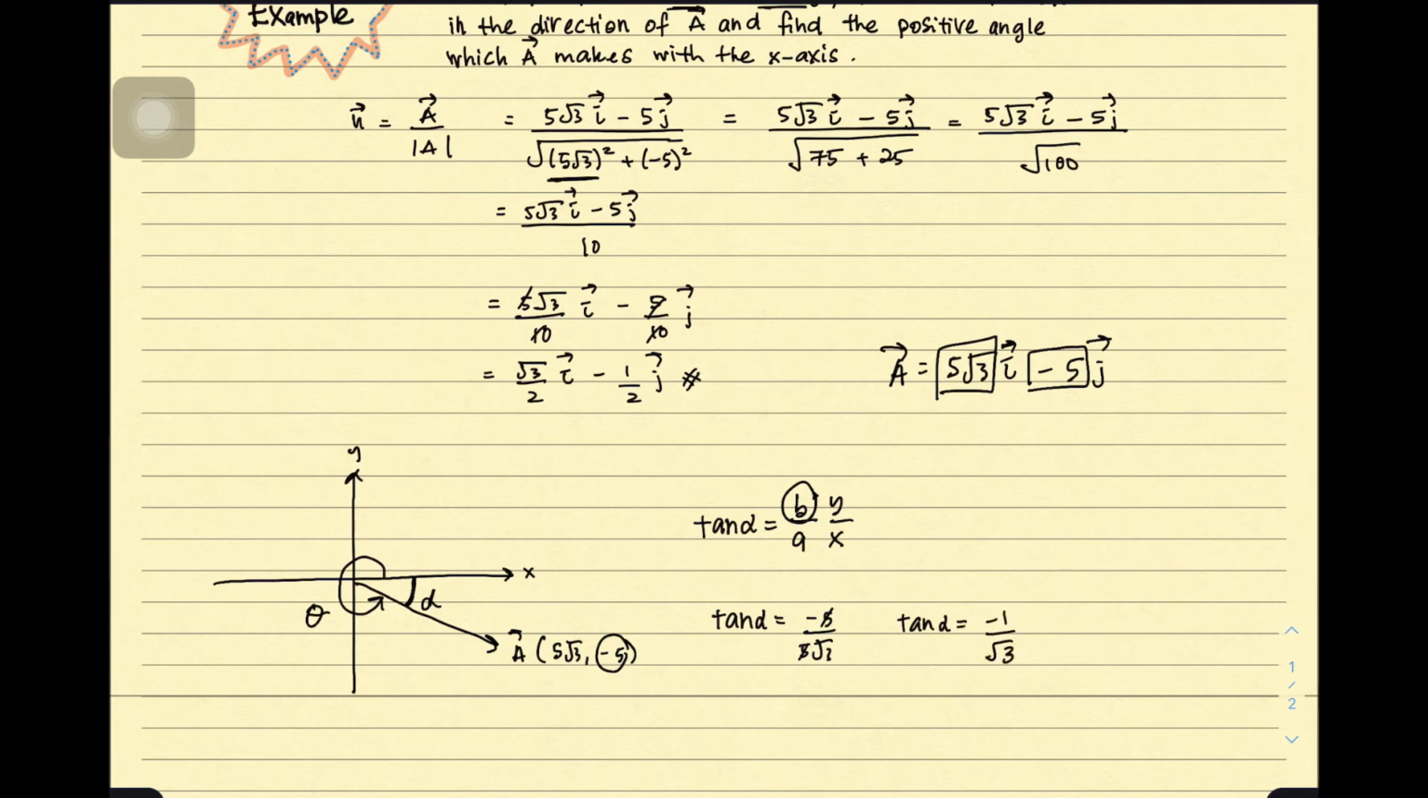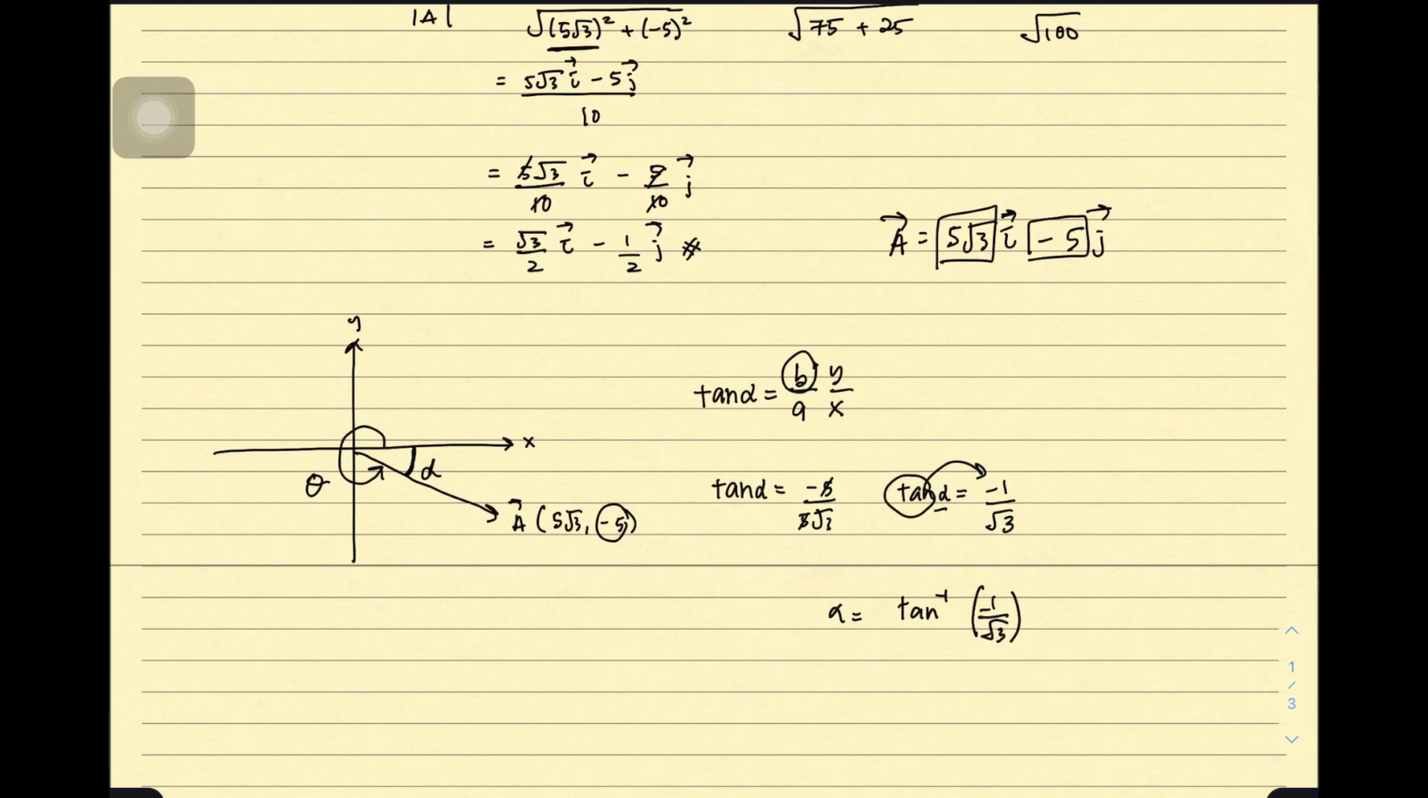Okay, so if you want to find alpha, you bring tan to the right, so what you have is arctan. Okay, alpha equal to arctan negative 1 over root 3. So what you will have, if you set your mode in degree, you will have negative 30 degree. Alpha is negative 30 degree.